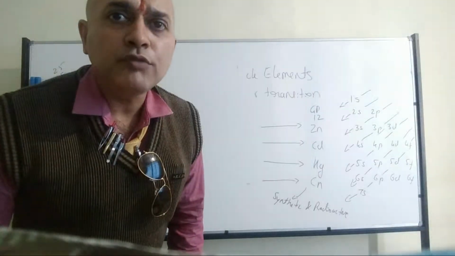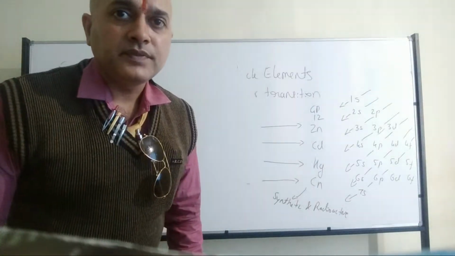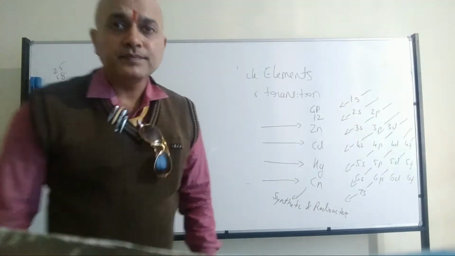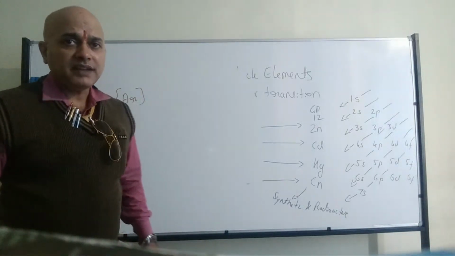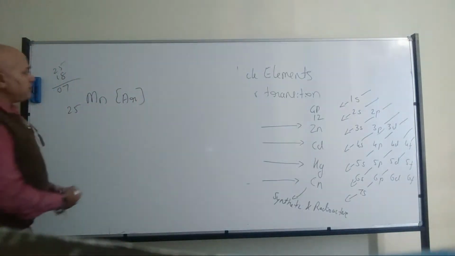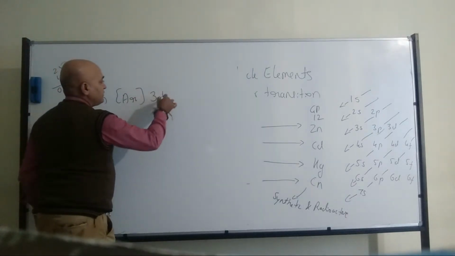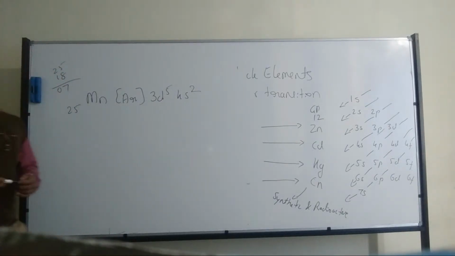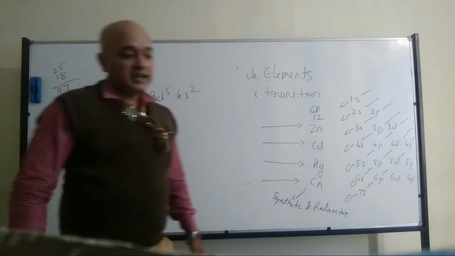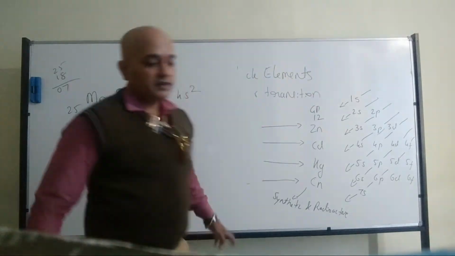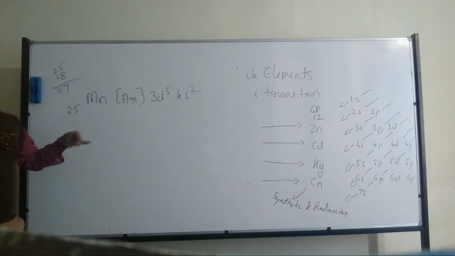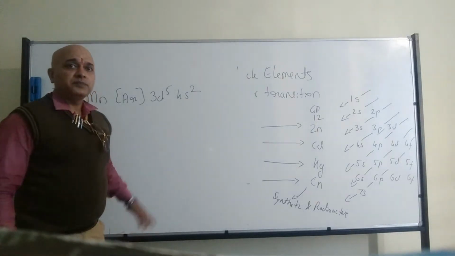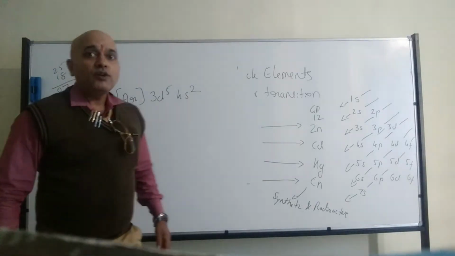Okay, Purnima, how did you get 3d8? 25 minus 18 is? It should be 7, so 3d8 cannot come. It will be 3d5 4s2. Right? That's where we have manganese, one of the elements which you will come across very often. Potassium permanganate and all you will come across now. So that's where we have 3d5 4s2.